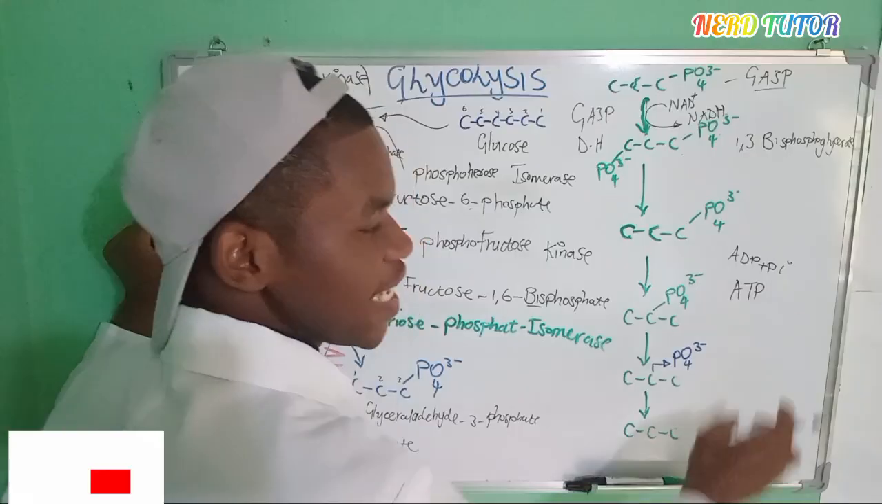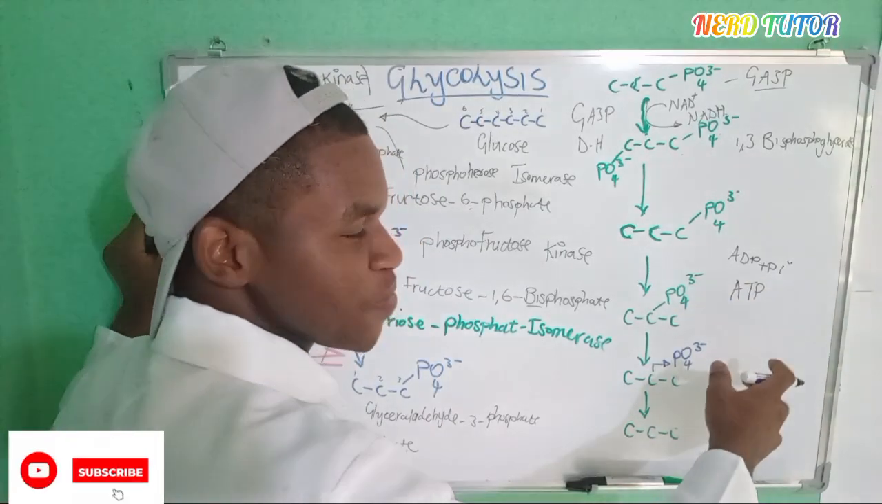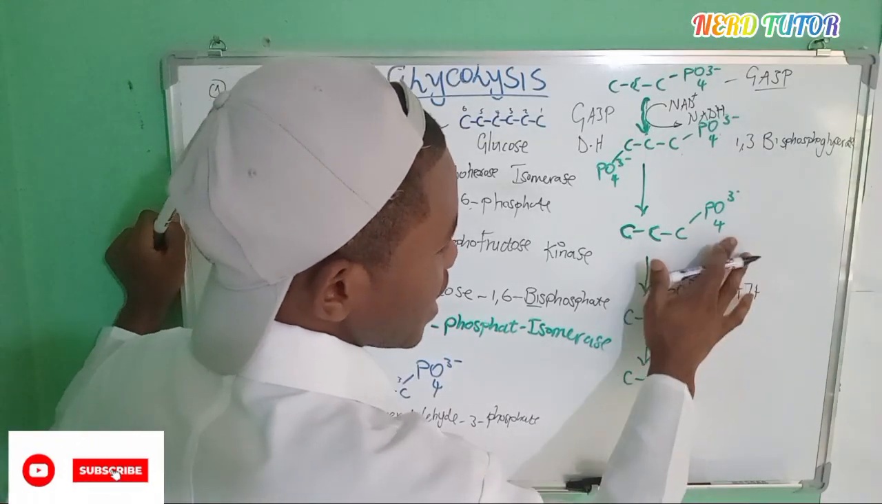But in the cell, this ATP is the energy currency. This is the energy that the cell uses. We call it ATP, adenosine triphosphate. Okay, so meaning here, we are going to have ATP made.